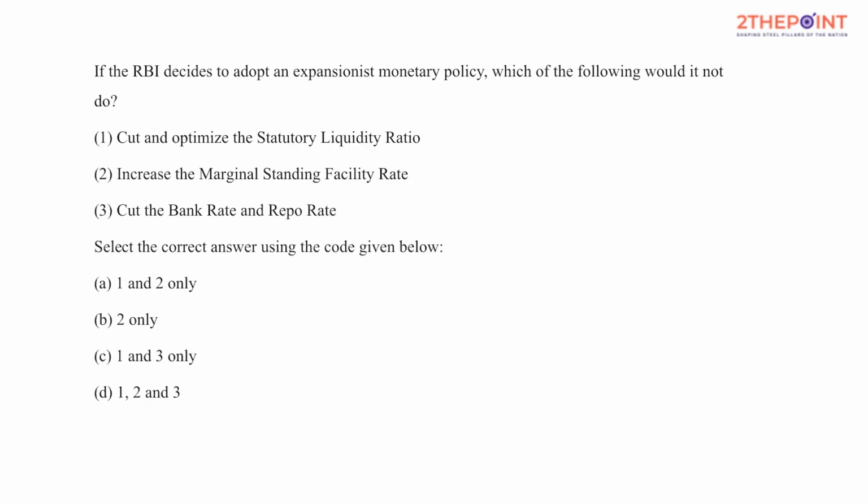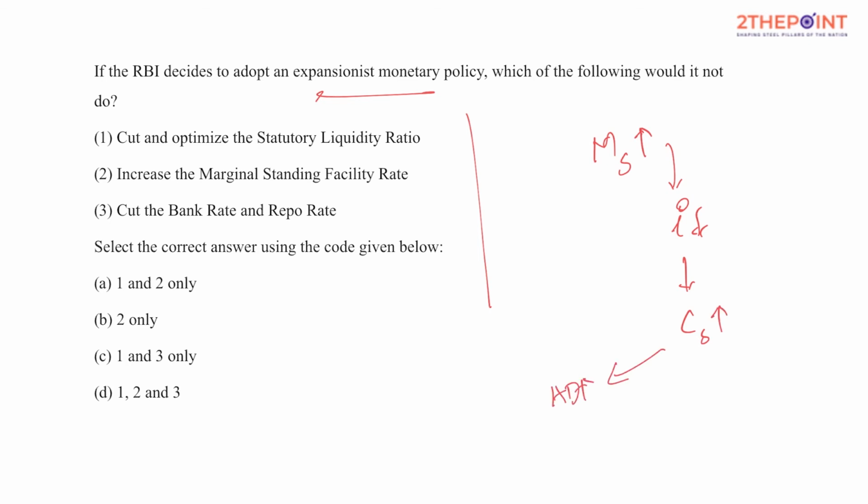If the RBI decides to adopt an expansionist monetary policy, which of the following would it not do? Expansionist monetary policy means an increase in the supply of money. So for what reason does the RBI tend to increase the money supply? To reduce the interest rates. Why so? It results in an increase in credit supply, because that results in boosting demand. So what are the things that the RBI doesn't do if its intention is to go for expansion of monetary policy? Cut and optimize SLR. Okay, we can keep it in mind first.